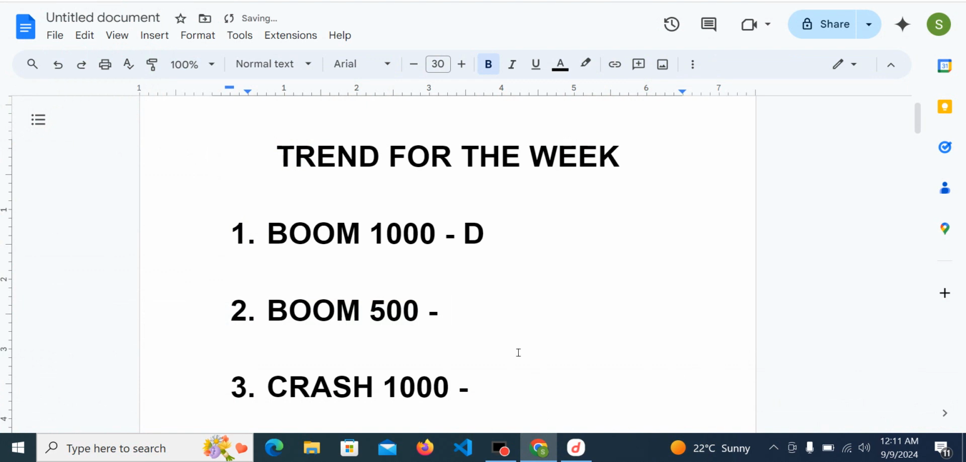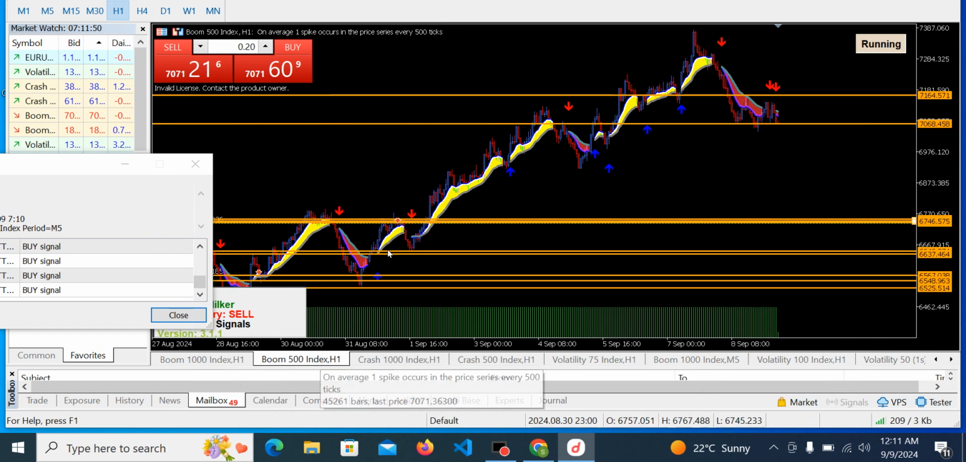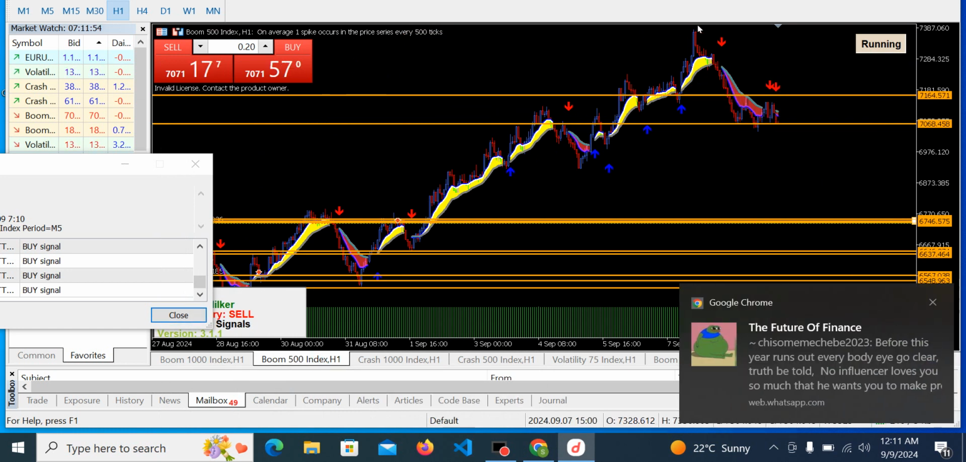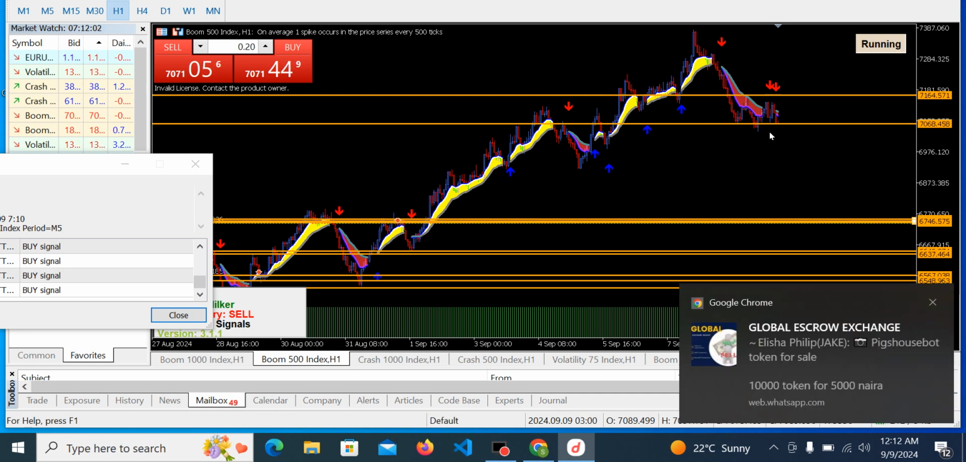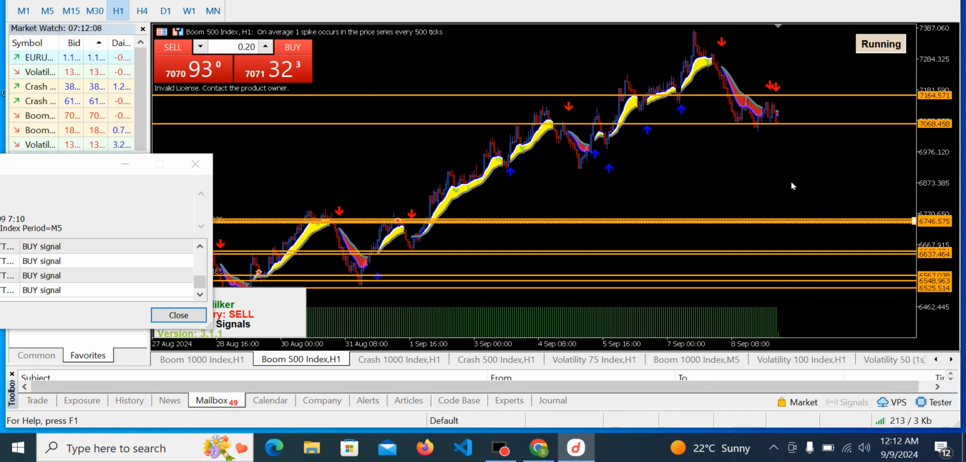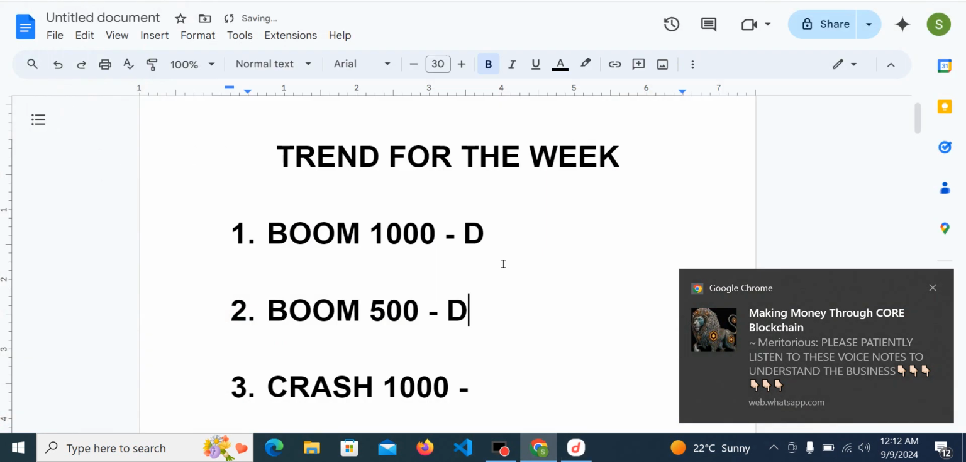Okay, so next asset is going to be Boom 500. Let's check it out together. This is Boom 500. This had been on a very strong uptrend, but it got to this resistance zone and it was unable to break out above it, so it has been selling since then. For the past few days it has been more of a downtrend than an uptrend. We just need it to break out below this support zone and it's going to sell more. So this is going to be giving us more of a downtrend than an uptrend.